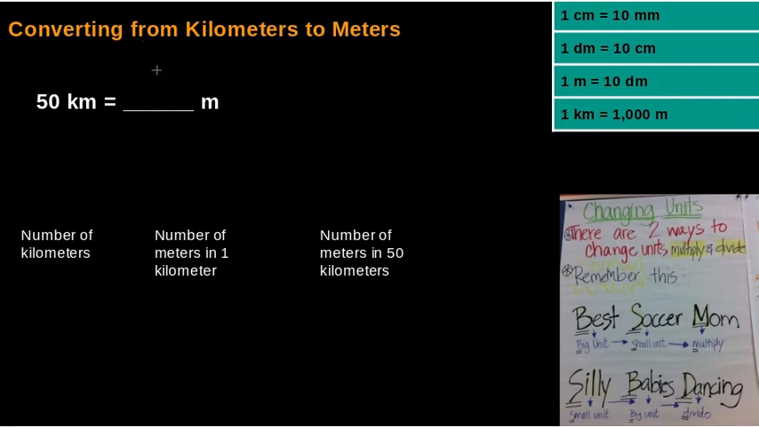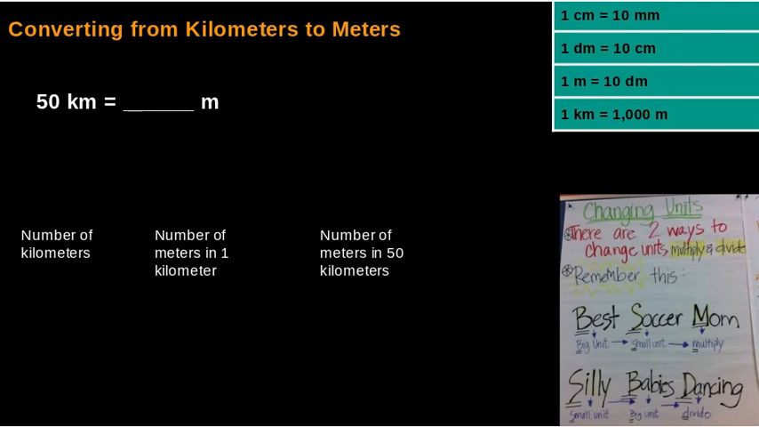Okay, so from big unit to small unit, what's the operation? Best soccer mom, you multiply. So let's go ahead. Number of kilometers in our question, 50 times number of meters in a kilometer, that's 1,000. Now this will give us what? 50,000 meters in 50 kilometers. So we have 50,000 meters in 50 kilometers.